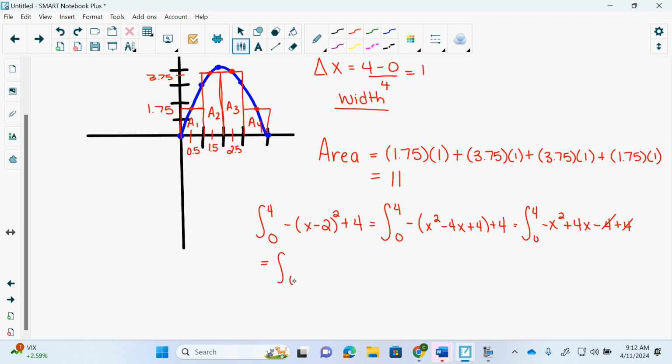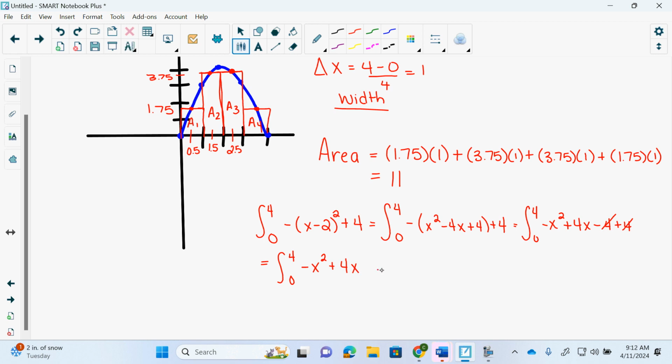So technically I get 0 to 4 of negative x squared plus 4x. Have I done any derivatives of anything? I just rewrote the equation. Some people are like, we're done. I'm like, no, you have not derived anything. In order to get rid of the integral symbol, you actually have to do the antiderivative of it to get back your original. Okay? So that's what we're going to do first.